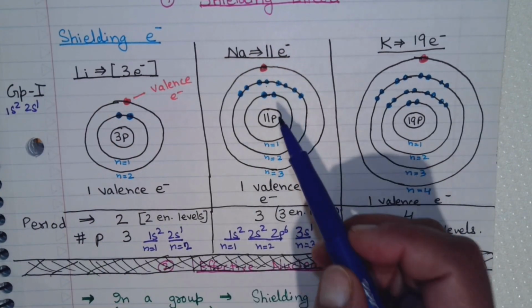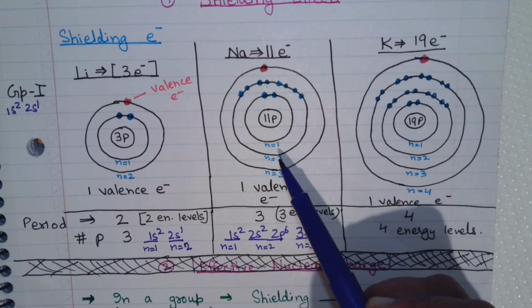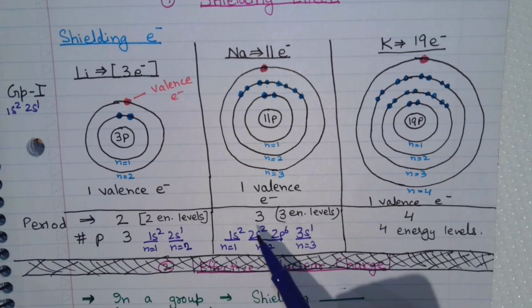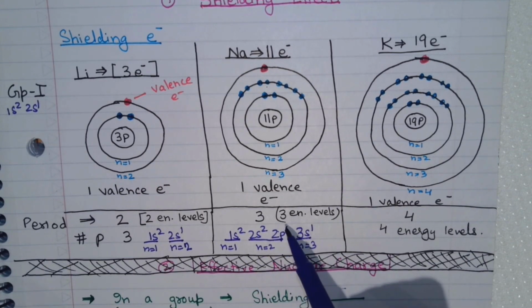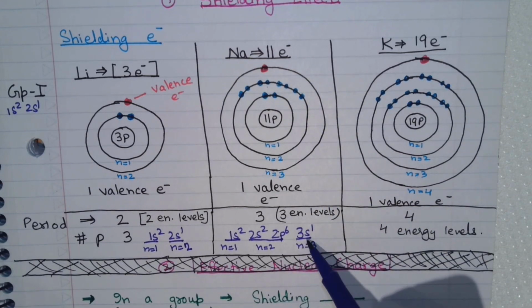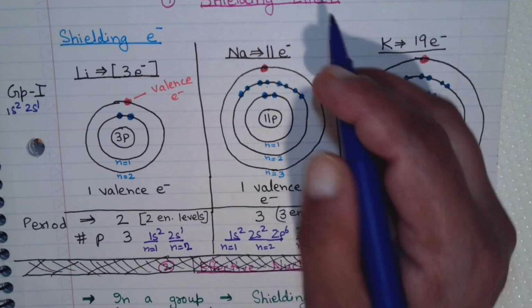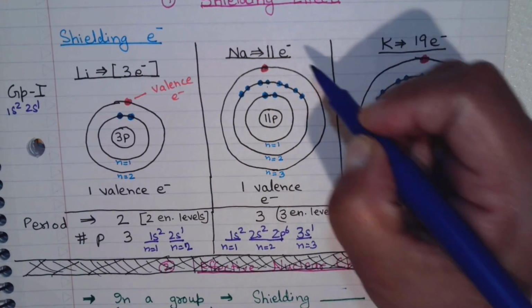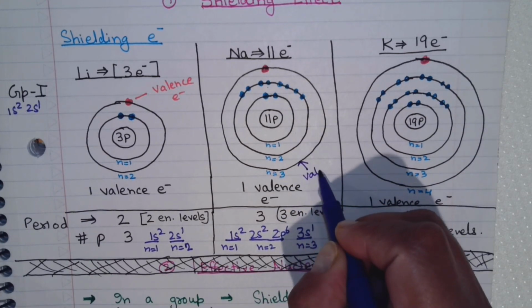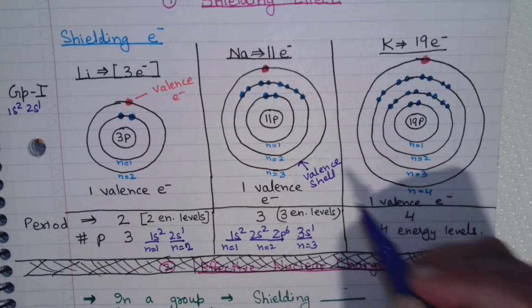They all have one valence electron that I drew in red. We distributed the 11 electrons of sodium within 3 energy levels. Energy level 1 has 2, energy level 2 has 2 plus 6, so 8 electrons, and energy level 3 has only 1 electron, and that is the valence shell. The outermost energy level, n equals 3, is called the valence shell or valence energy level.